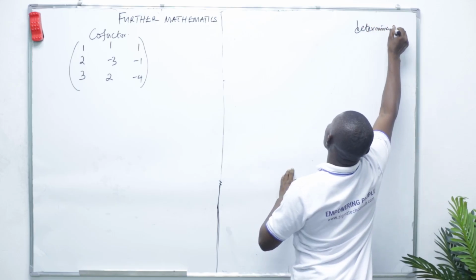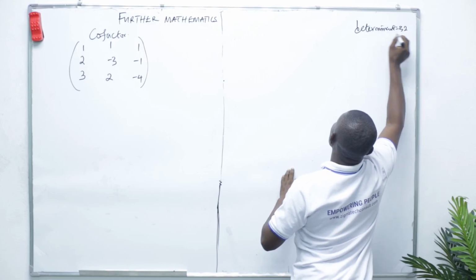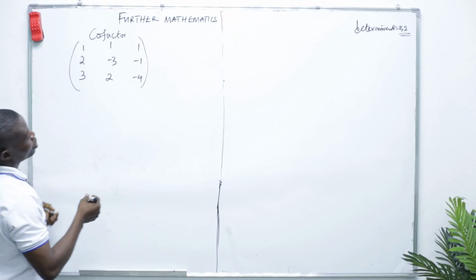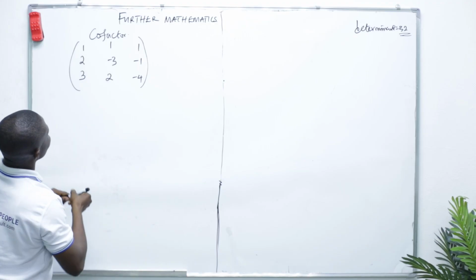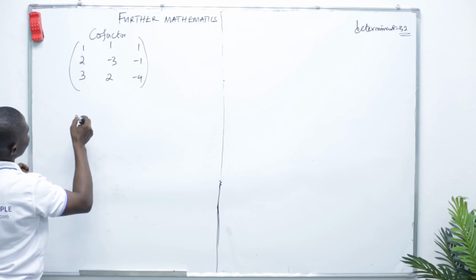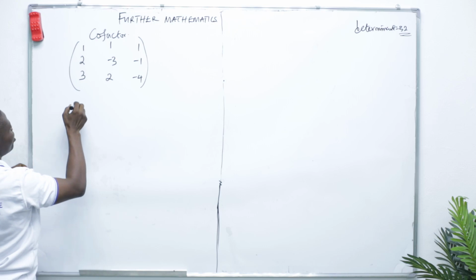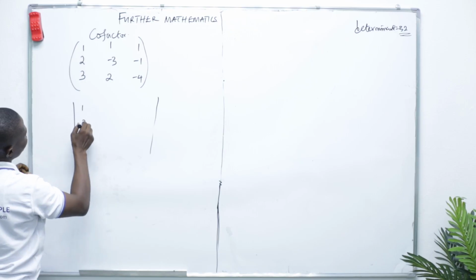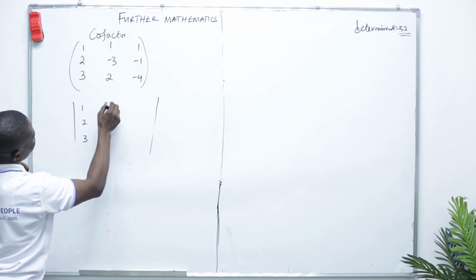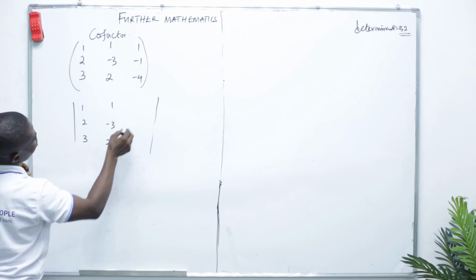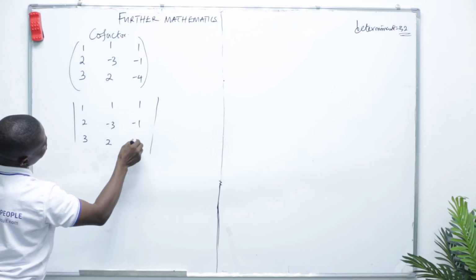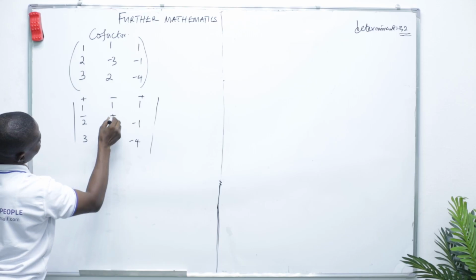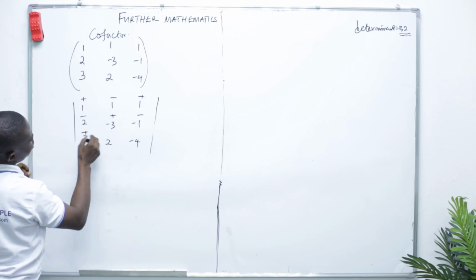The determinant equals 32. So now, for the cofactor, the rule, we're going to have the sign pattern: plus, minus, plus; minus, plus, minus; plus, minus, plus.